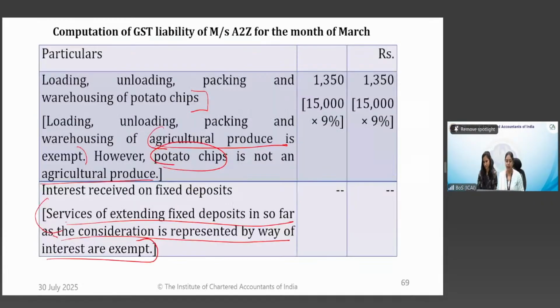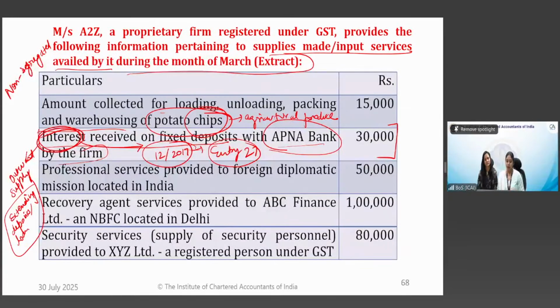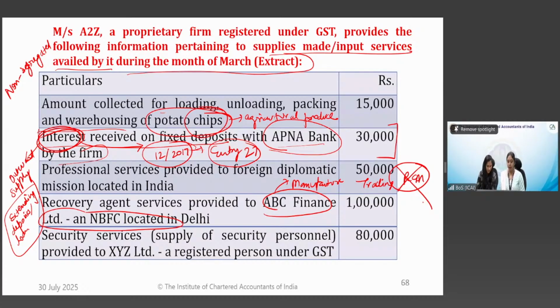In fact, it gave you the last point also, that is the recovery agent services. In fact, we have got answers from you all. See, here it is provided to ABC Finance Limited, but had it been ABC Manufacturers, or had it been ABC Trading Company, then RCM would not have been attractive. So I hope that point is also clear to you both and other students also.